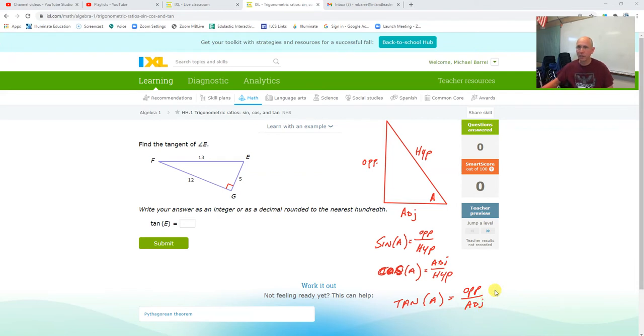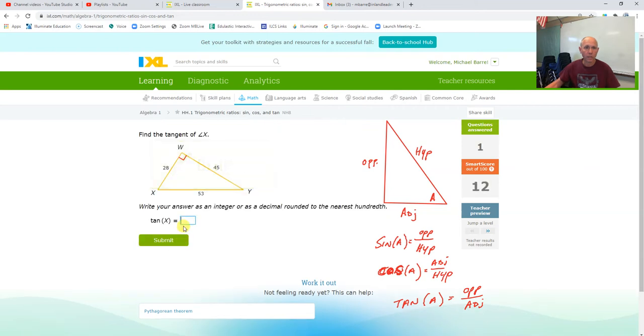Okay, let's see if that actually makes sense with the IXL. Working on this one right here, it wants to know what is tan of E. Tangent is opposite over adjacent, so it's going to be 12 divided by 5, which is 2.4. Brilliant. It wants to know tangent of x. Tangent of x is opposite over adjacent, so 45 over 28, which is 1.61 to the nearest hundredth, so 1.61.